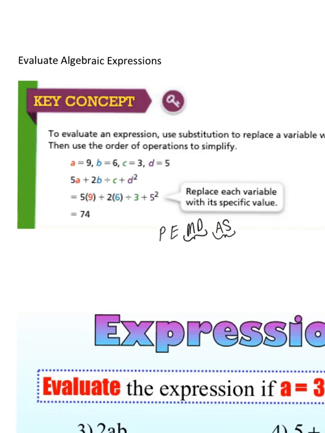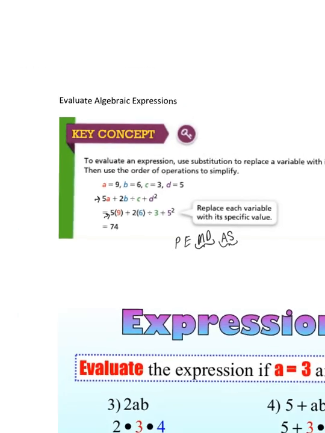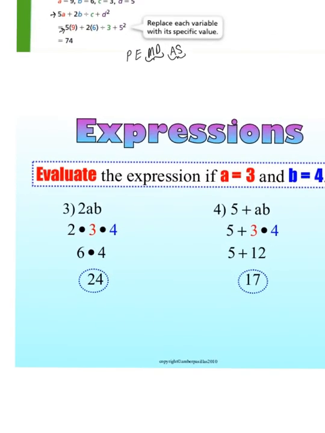So in this particular problem, they multiply. Remember, when you have a number touching a letter, like this 5A, that means multiplication. So that's why they put the 9 in the parentheses. So they're going to multiply. They're going to do their exponent. Then they're going to come back and multiply and divide left to right. So let's look at a couple of these in more detail.